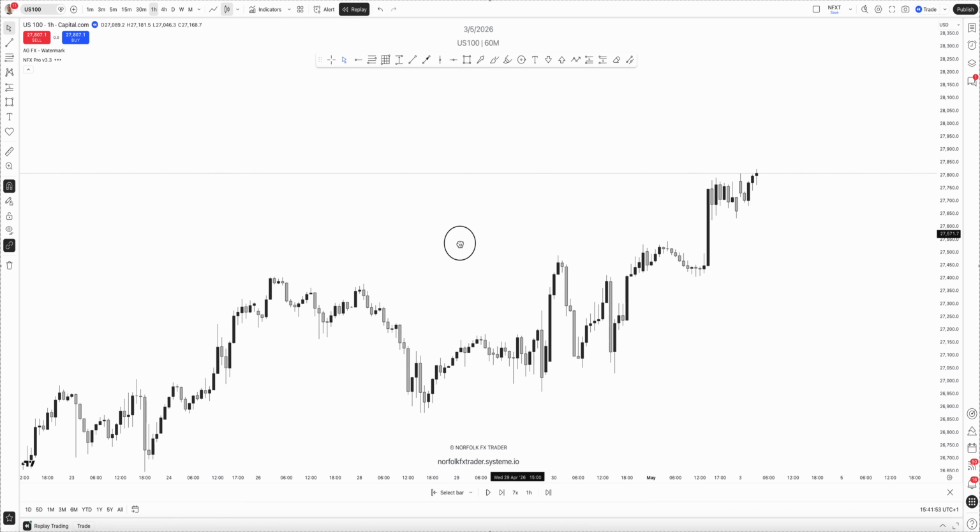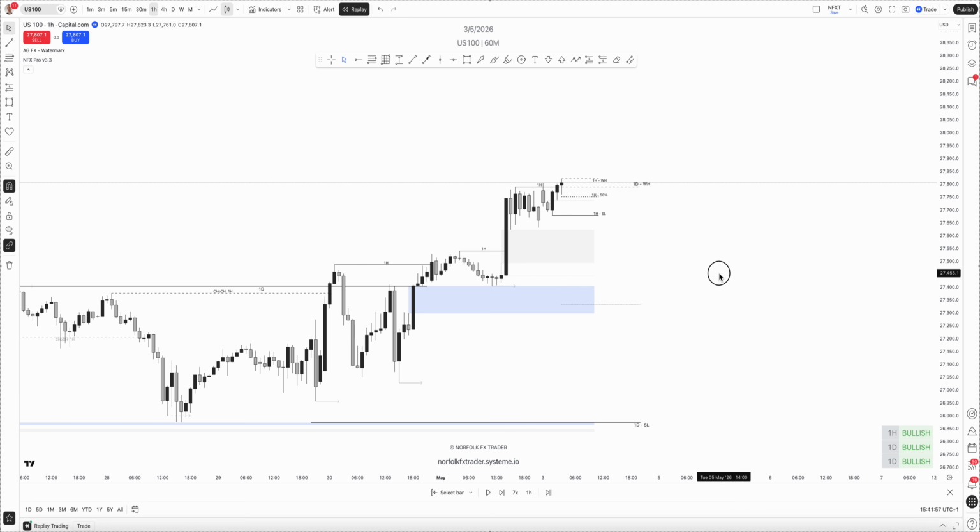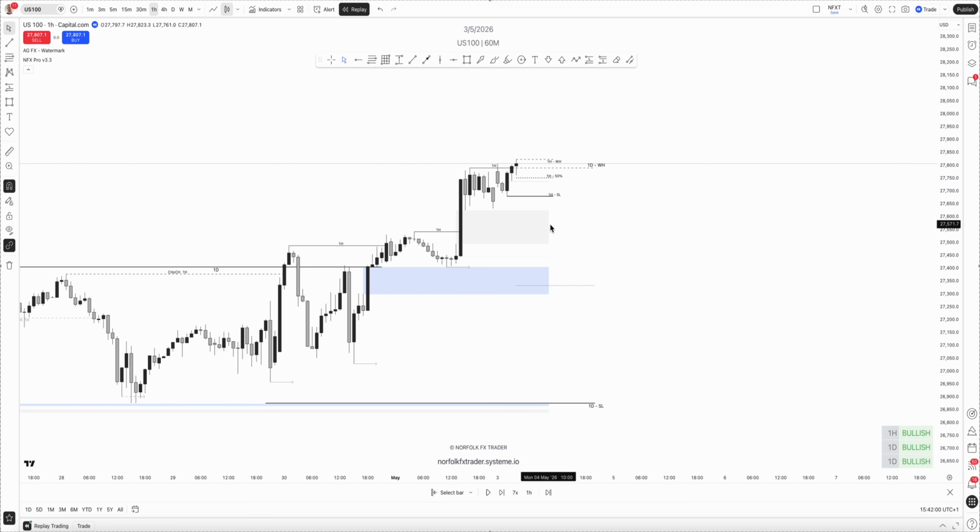So you can see how this works. There's that fresh area of imbalance. Now at this point in time, we're looking for price to want to come back into that imbalance to stay bullish with the daily time frame. And something I haven't yet shown you, look down here, we have a bullish bias on the daily and the 1 hour. That means we're only looking for buys.